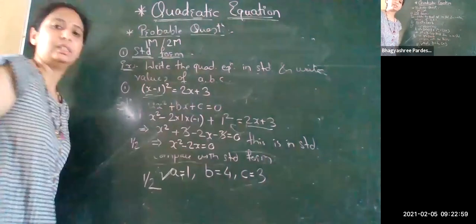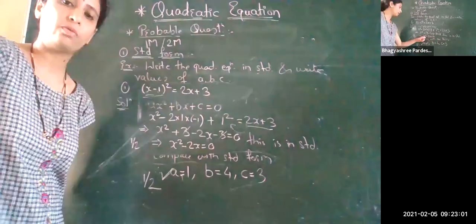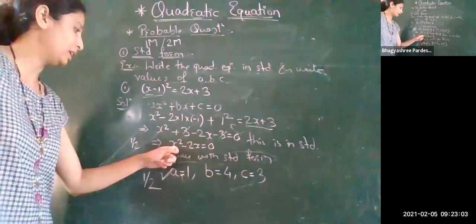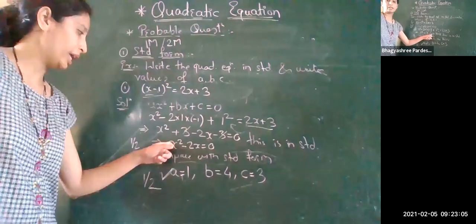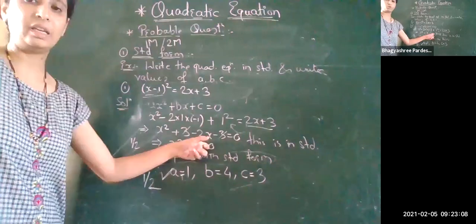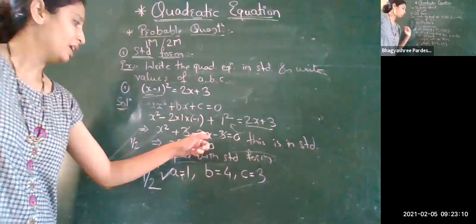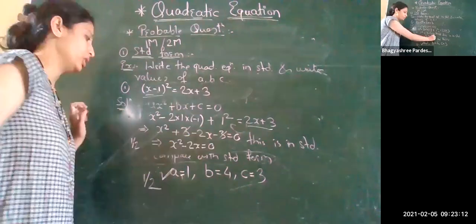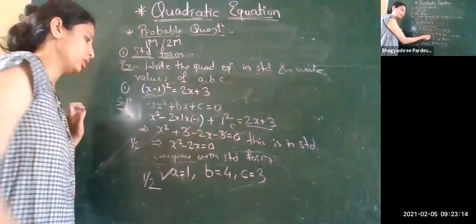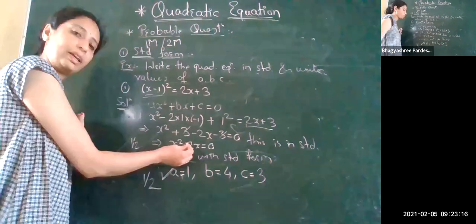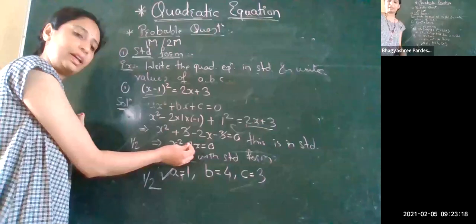Now whether it is in the standard form, that's definitely ax square plus bx plus c. c is your 0, so no need to write, which is equals to 0. So this is your standard form. Again, compare with the standard form and simply write the values of a, b, c.